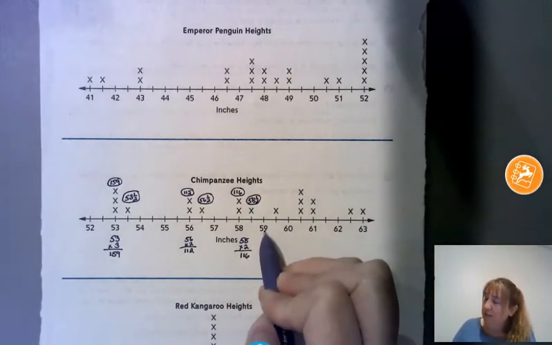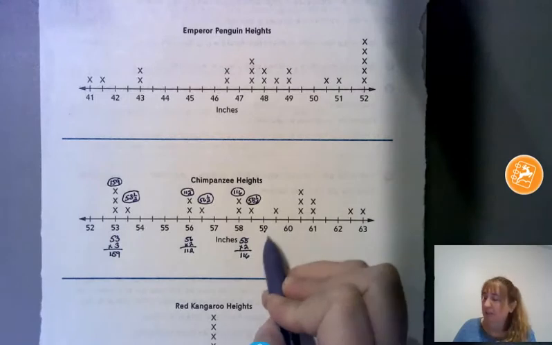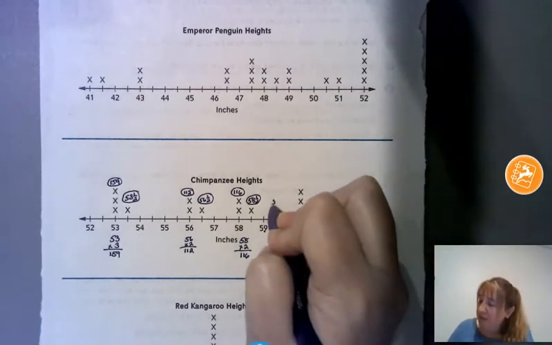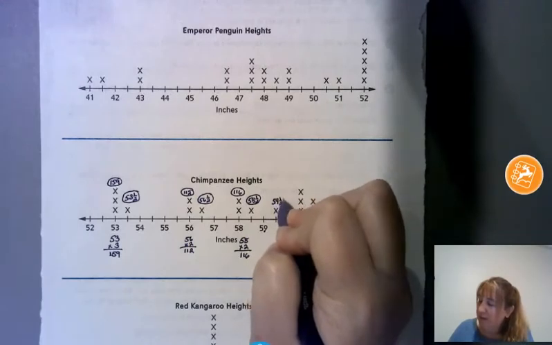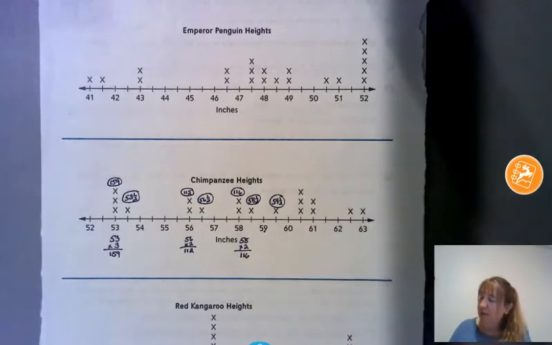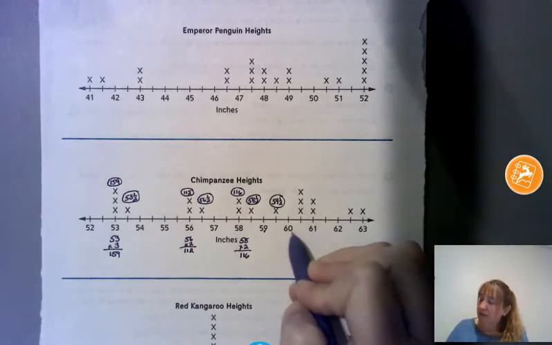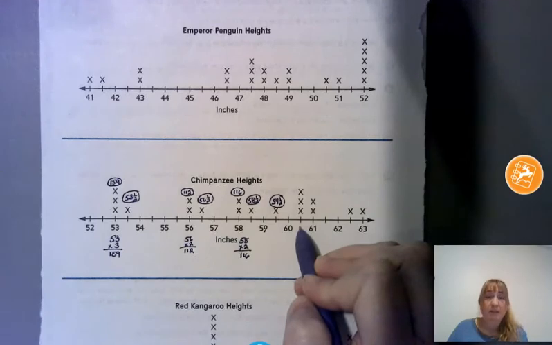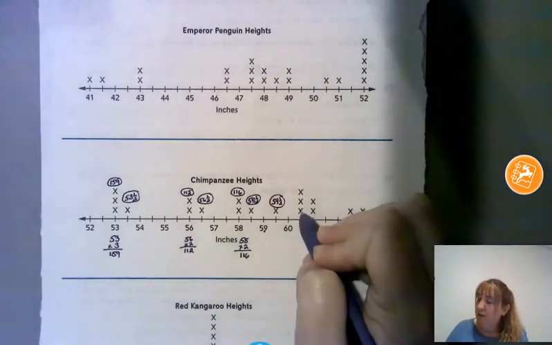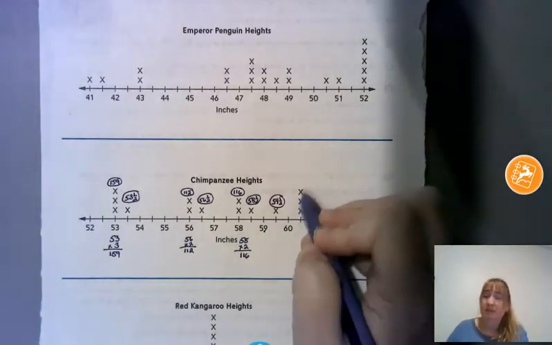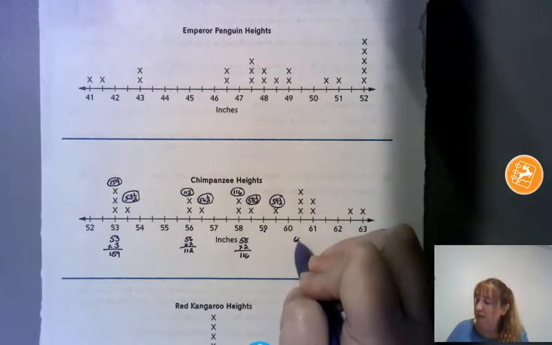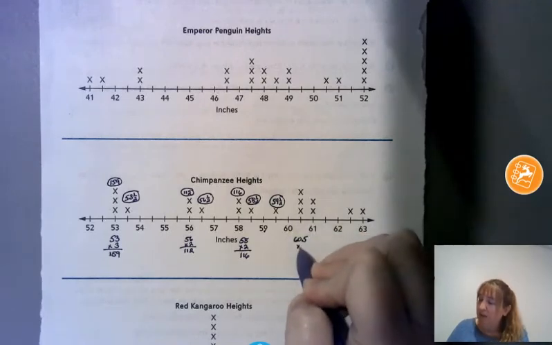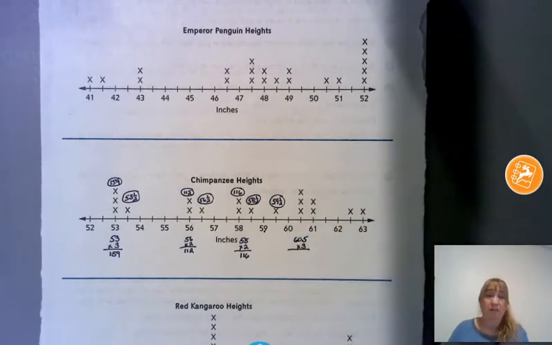All right, next one is right here in the middle once again. So we have between 59 and 60. Yep, so that would give us 59 and 1/2 inches. All right, so if we look here between 60 and 61, that would be 60 and a half, right? Now we have one, two, three of those. So we have 60.5 because it's 60 and a half, but times three because we have three of them.